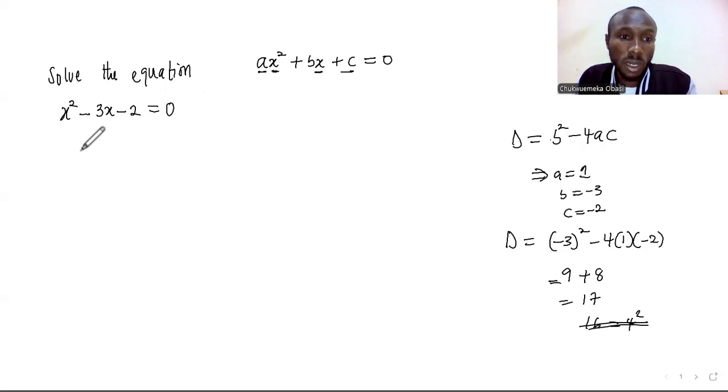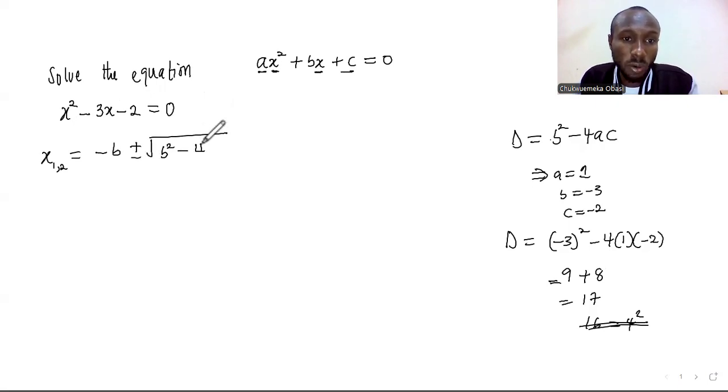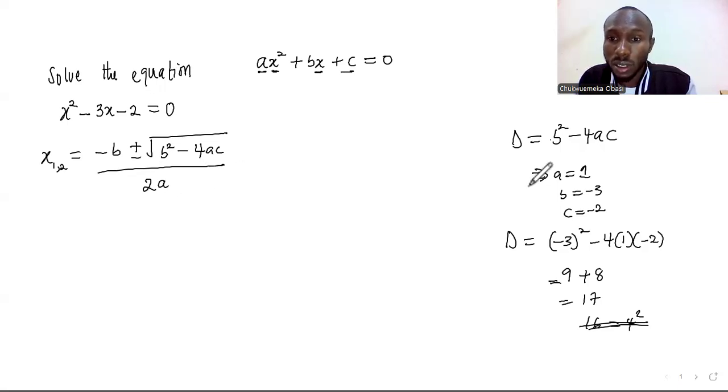Now, what is the formula? Since this equation depends on x, I can say x1,2 is equal to minus b plus or minus the square root of b squared minus 4ac, all divided by 2a. We already know all of these, guys. We already know what our a, b, and c are. So we can just go ahead and plug them into that formula.